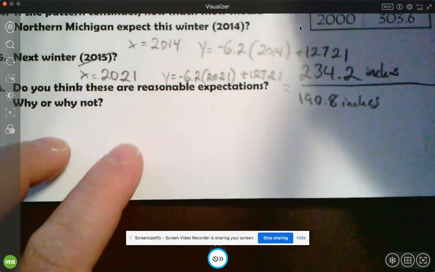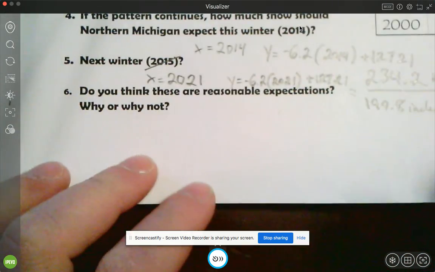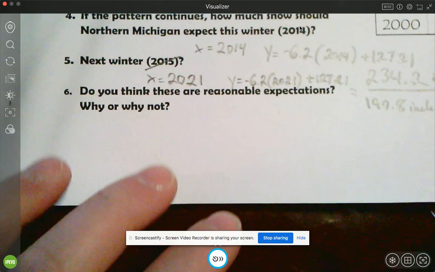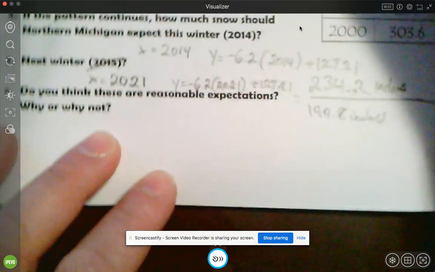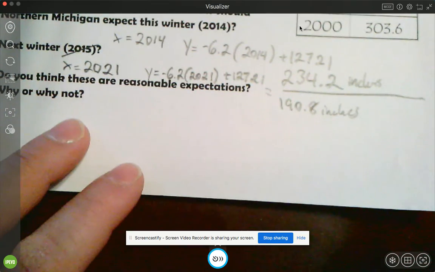Do you think those are reasonable? Why or why not? I don't know if I know the answer to that. I don't live in Michigan. I don't know if that is very unreasonable. I'm sure they get more snow than we do. But that's kind of the predictions I would make with that. And it's kind of cool.